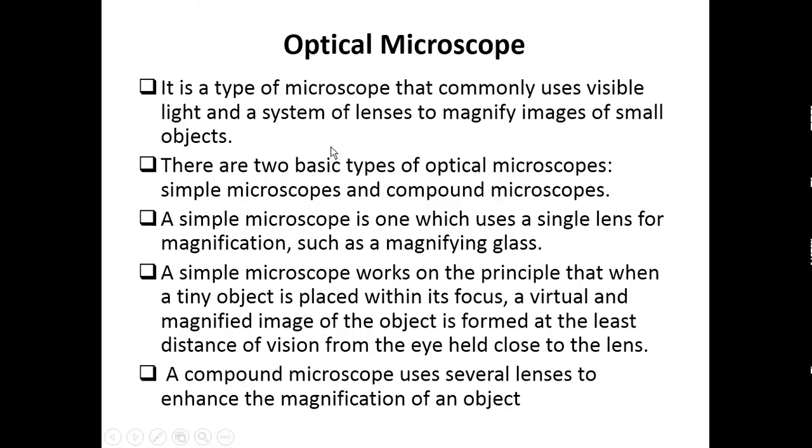And now the optical microscope. We will discuss the optical microscope. It is a type of microscope that commonly uses visible light and a system of lenses to magnify images of small objects. Of course, you might have studied this in your 8th class, 9th class, and even plus 2 classes. So I will just read something, and whenever anything needs to be clarified, that will be clarified. Otherwise I will pass through this quickly, and we will concentrate more on electron microscope because that has to be discussed in a wide way.